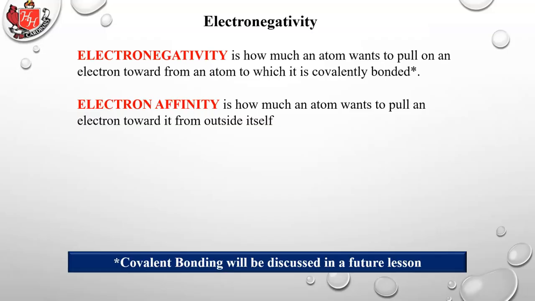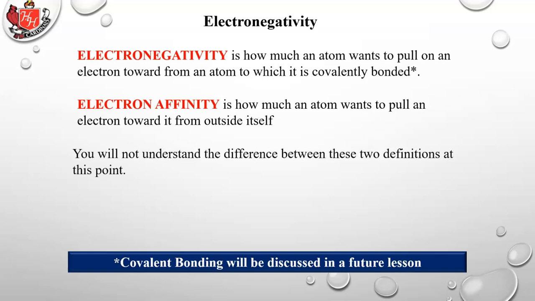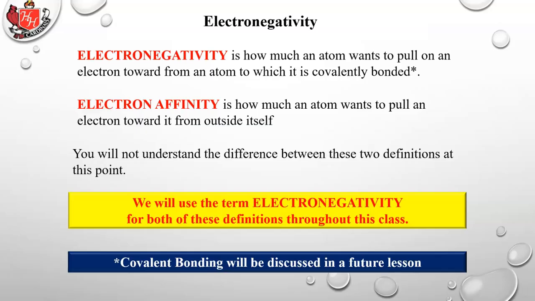Electron affinity is generally how much an atom wants to pull an electron toward it from the outside, that's outside of itself. So you will not understand the difference between these two definitions at this point, but that's okay. We're really going to focus on a general definition of electronegativity. And that is, we will use the term electronegativity for both of these definitions throughout the class.